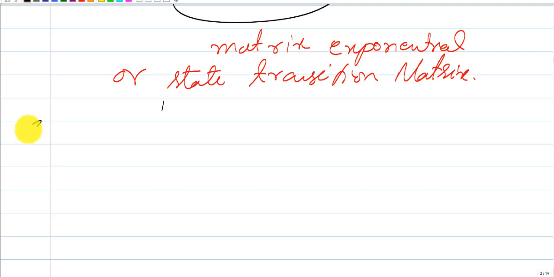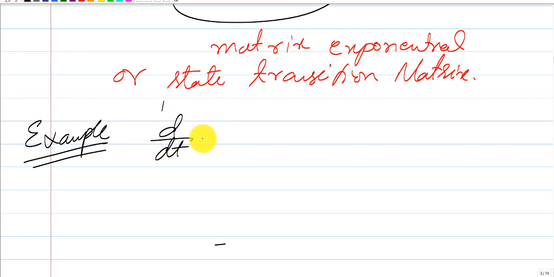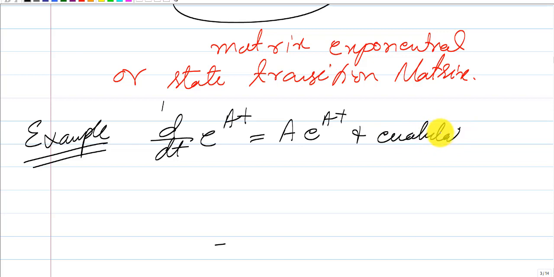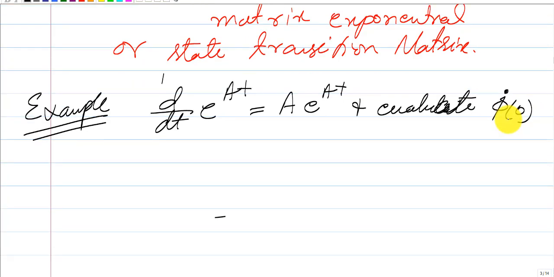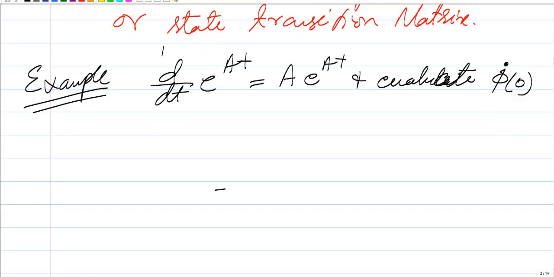So let's look at the example. The example says that if we take the derivative d by dt of e raised to the power At, and we need to evaluate it. So that will be quite easy to solve.